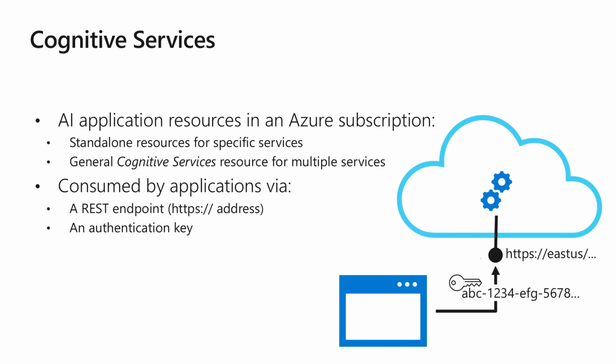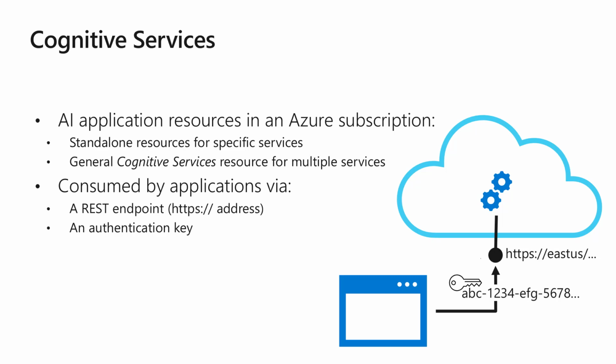Using a standalone service-specific resource enables you to manage the costs and access to that one service independently of any others that you're using. But using a general cognitive services resource lets you combine all of your AI services into a single Azure resource and manage it centrally. So it's really up to you which approach you take, and it depends on how you want to manage that service.